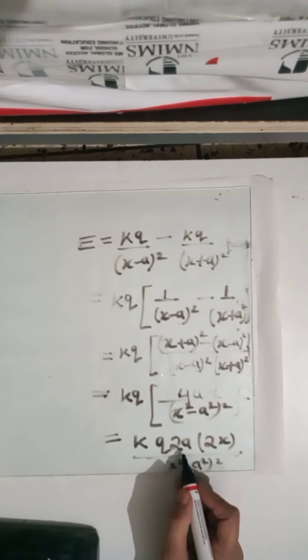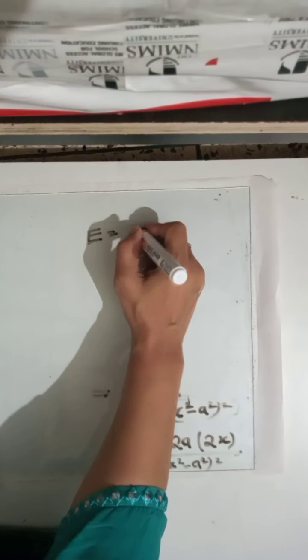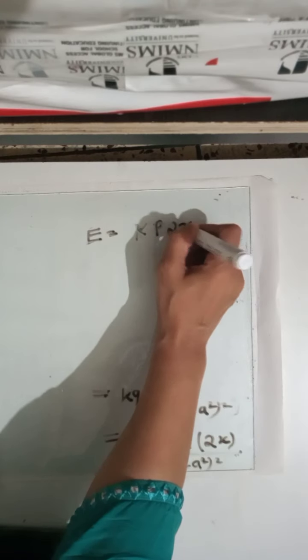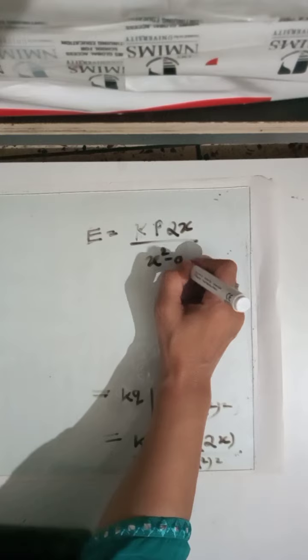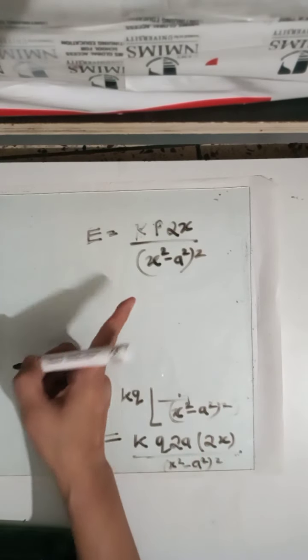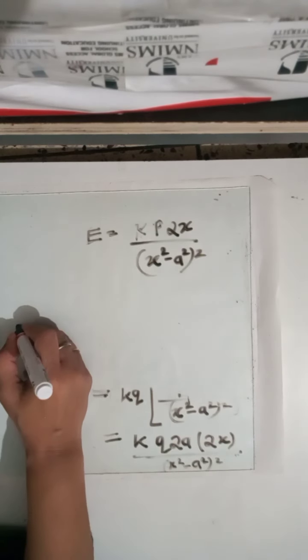Now q into 2a, that means charge multiplied by dipole length, which is equal to electric dipole moment. Now you can write here E becomes equal to kp into 2x divided by (x square minus a square) whole square. And what is this direction? Direction is the same as that of plus q charge. This direction is from B to P.